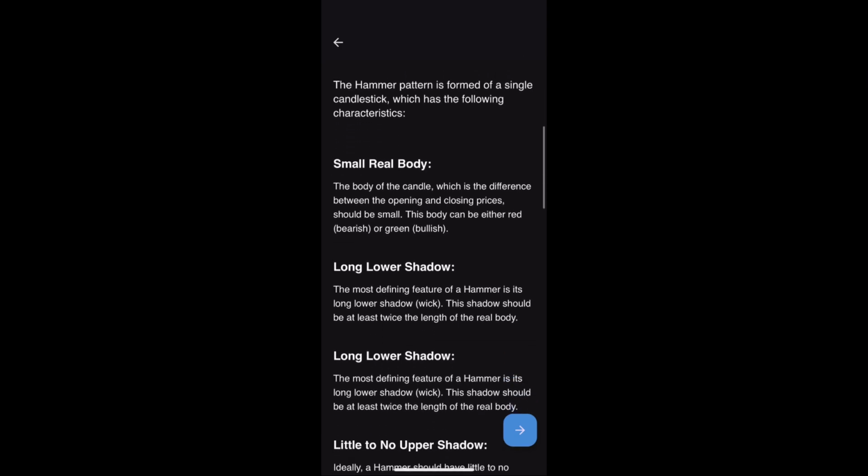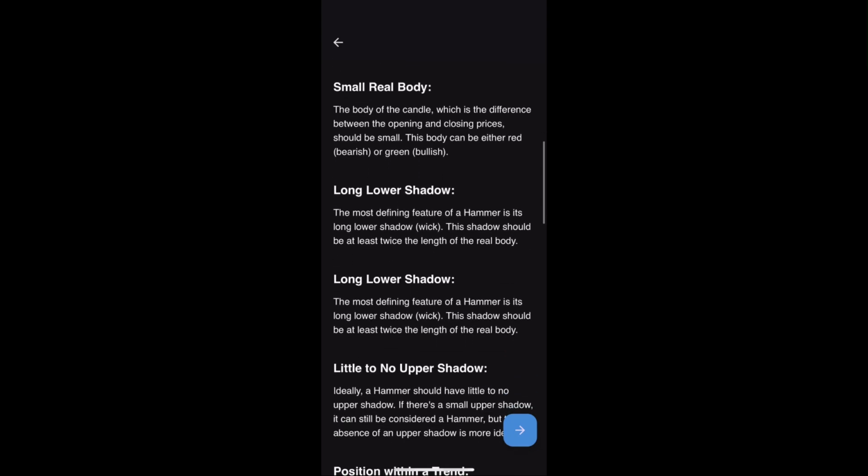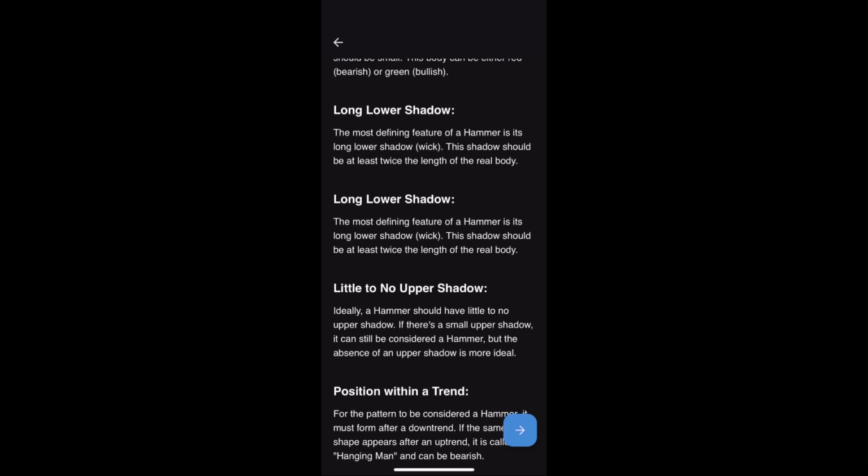Long lower shadow. The most defining feature of a hammer is its long lower shadow (wick). This shadow should be at least twice the length of the real body. Little to no upper shadow. Ideally, a hammer should have little to no upper shadow. If there's a small upper shadow, it can still be considered a hammer, but the absence of an upper shadow is more ideal.